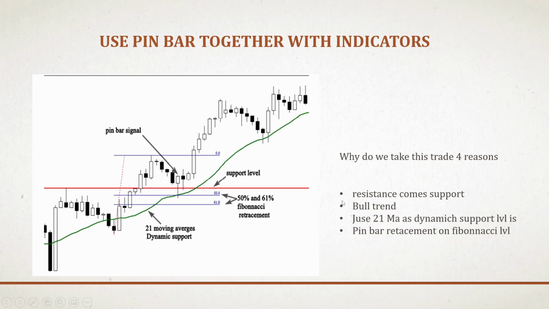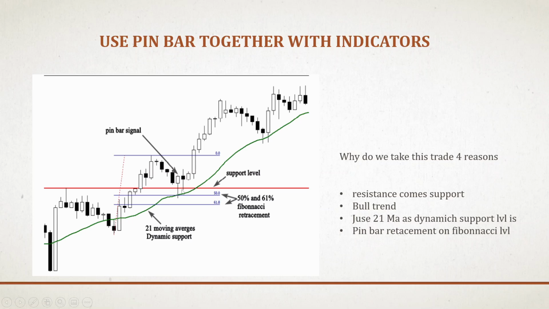Why do we take this trade? There are 4 reasons. First of all, resistance becomes support because we had a retracement on this one. Second of all, it's a bull trend, so we were going upwards. The trend line was indeed going up. Third, we use the 21 moving average as a dynamic support level, and we can see he had a beautiful retracement onto it. And also when we put our Fibonacci onto it, he hit it perfectly at the 50%. And the fourth one is that it's a pin bar.